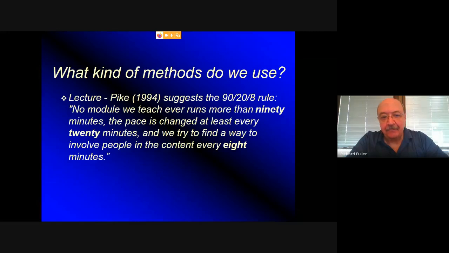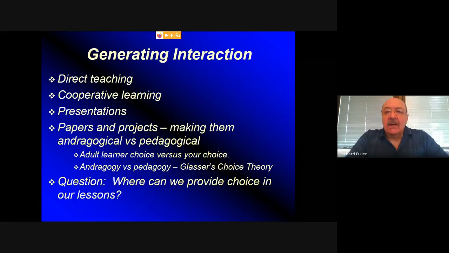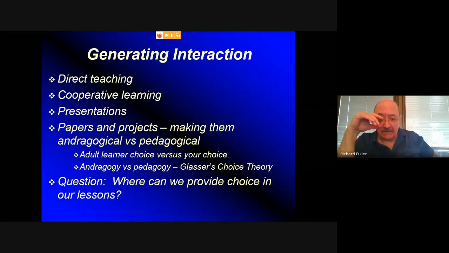Okay, they need to be involved in some way so they become a little bit more active than passive in what they're doing. To generate interaction, there are several things that we consider, just some different pedagogies, and we're going to talk a little bit more about some of those: direct teaching, cooperative learning, different presentations, papers and projects, andragogy versus pedagogy, making those papers more andragogical, giving them choice versus your choice. It's what we call Glasser's choice theory that you'll hear. That's another thing that you can look up if you're interested.